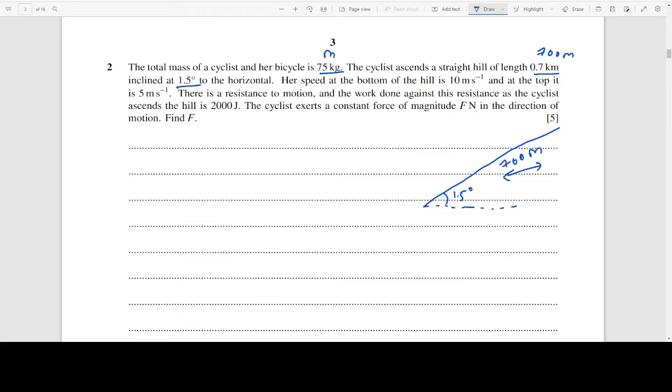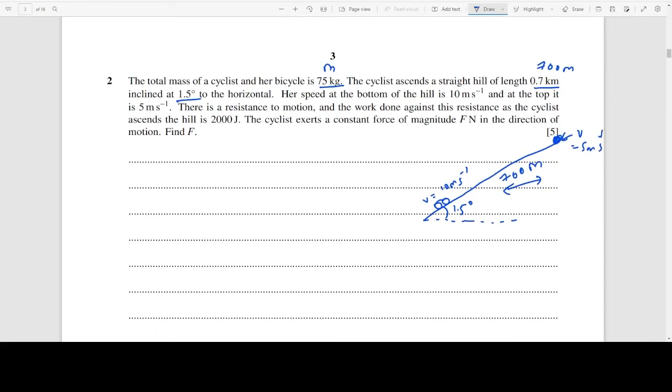Her speed at the bottom of the hill is 10 meter per second. So when the cyclist is here, the speed is 10 meter per second, and at the top of it, it's 5 meter per second. There's a resistance to motion, and the work done against the resistance as the cyclist ascends the hill is 2000 joules. Cyclist exerts a constant force of magnitude F Newton in the upwards direction. So we just have to find this F.